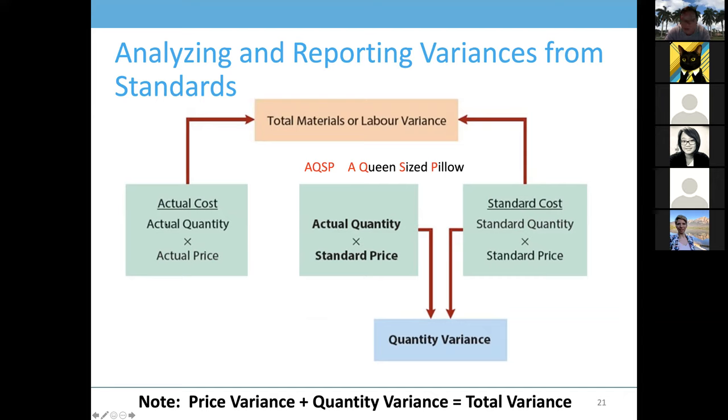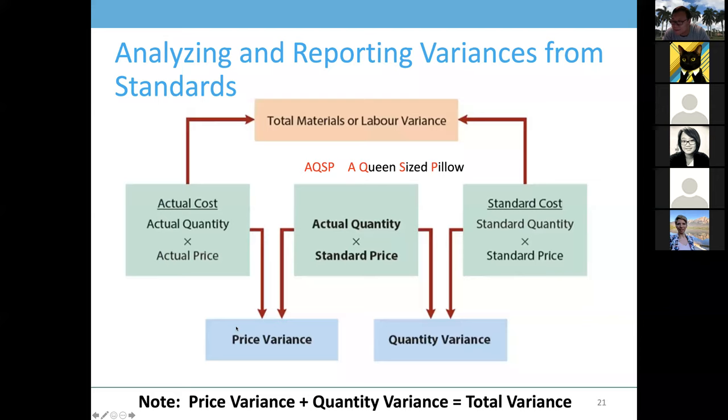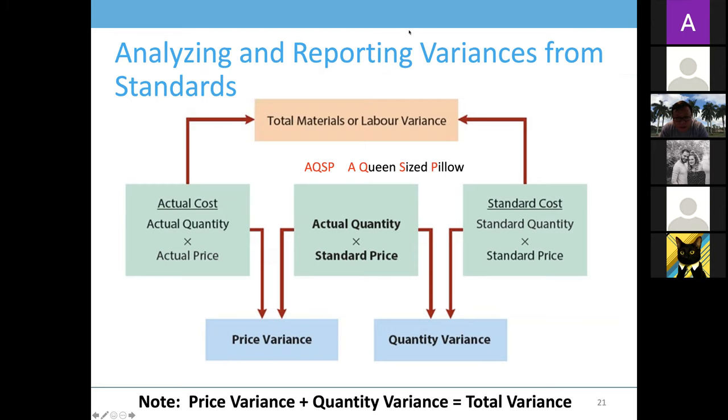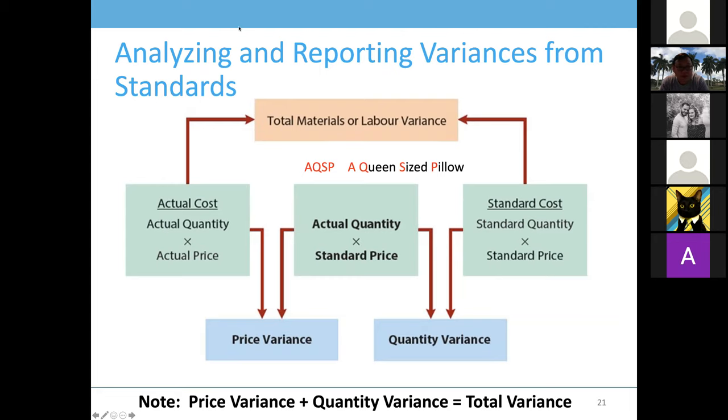And now move on where you compare the left to the middle. So it's actual quantity, right? Actual quantity, but it's actual price versus the standard price. So this is your price variance, okay? Is this clear? So when you add them up, this is your total direct material or labor variance. Does this make sense? Okay, 1, 2, 3, sum up.